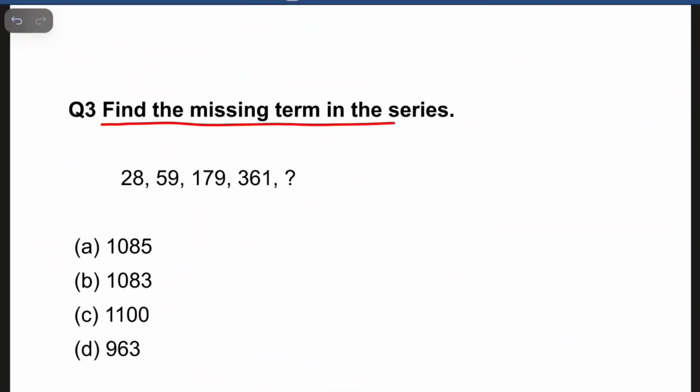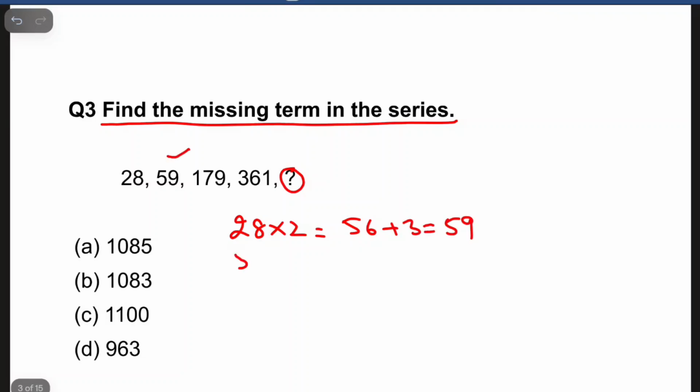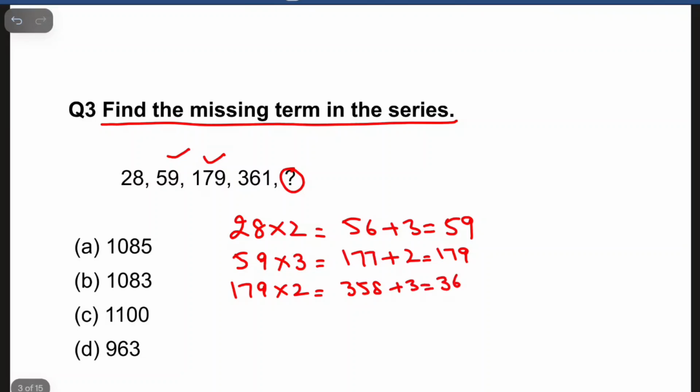Question number 3. Find the missing term in the series. We have 28, 59, 179, 361 and we have to find this missing number. Now we'll start with 28. 28 times 2 is 56. If we add 3, we get 59. 59 times, now we multiply by 3. We get 177. If we add 2, we get 179. Now 179 times 2 is 358. If we add 3, we get 361.